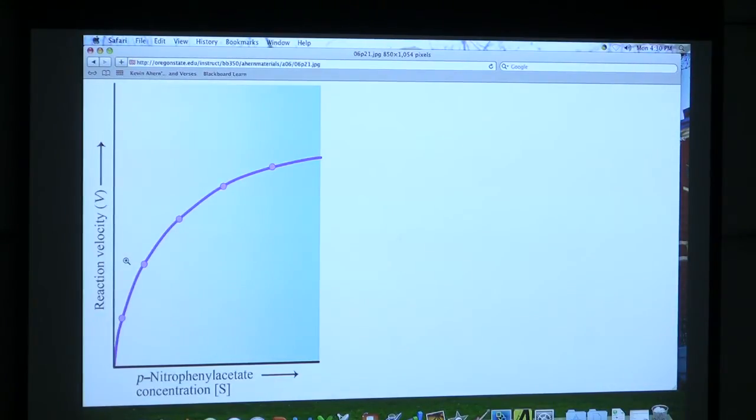There are some enzymes that have turnover numbers of 1,000,000 per second. That's a phenomenal number. How can 1,000,000 things happen per second? But they do with some enzymes.